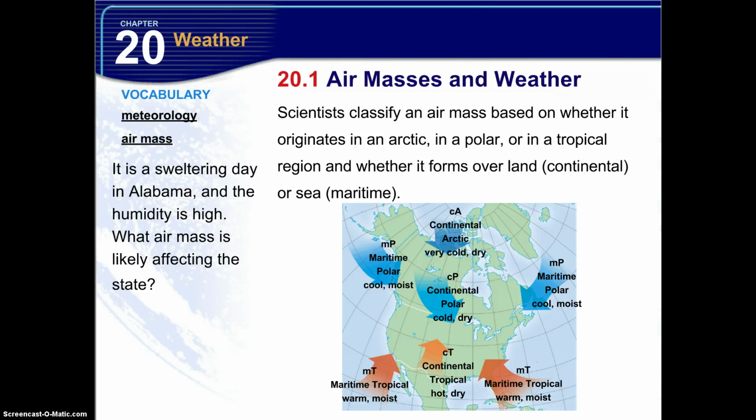So answer this question. Remember, any question that I ever present to you, please pause and try your best. It's kind of like a little checkup, a way to see your understanding. It is a sweltering day in Alabama and the humidity is high. What air mass is likely affecting the state? Pause it, check it out, use this map. If you answered MT, Maritime Tropical, warm and moist, you're right on. If you're still having trouble, stop the video, raise your hand, and the teacher will come and help you.